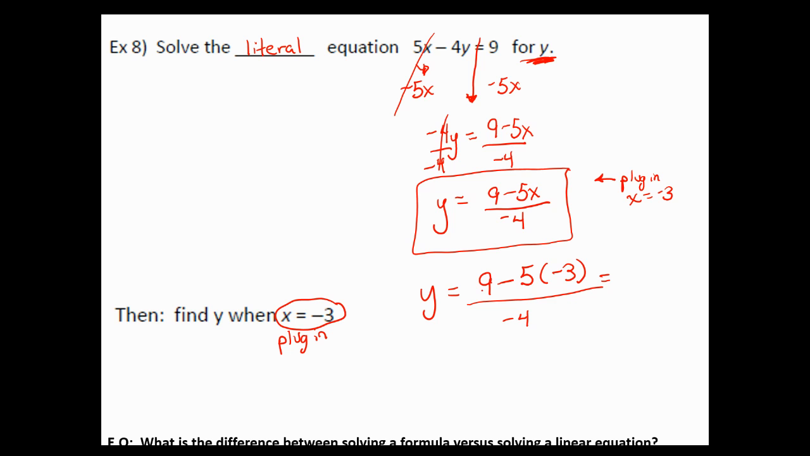Follow the PEMDAS rules. Do not do 9 minus 5 is 4. Don't do that first. You want to do this part because you do multiplication in PEMDAS first. So 9, and then what's -5 times -3? It's positive 15 all over -4. So y would equal, so what's 9 plus 15 is 24 divided by -4, which equals -6.